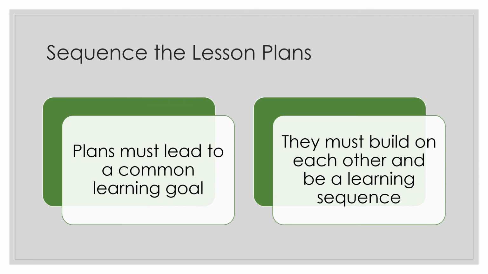Finally, make sure that you're sequencing the lesson plans, because you're going to have to write a commentary that explains how the lesson plans build on each other. So the plans must lead to a common learning goal. So the learning goal will be the same for each of those 3 lessons, and they should just be incremental. So each lesson will build on each other towards the end of the learning sequence, so that by the end, they've achieved something more than they started out with. And again, you're going to use baseline data and then final data to show that they're learning. That will be in task 3.